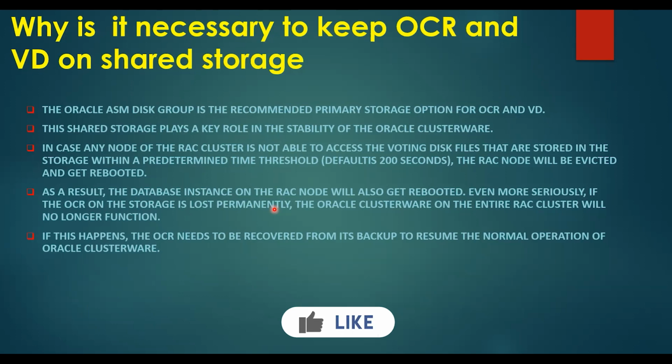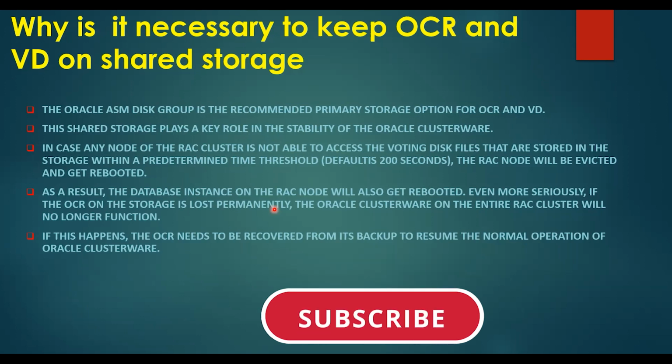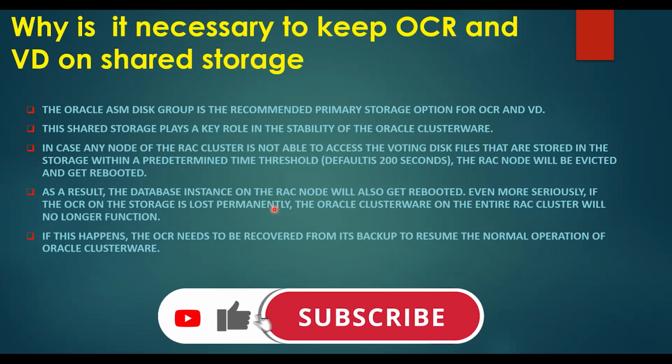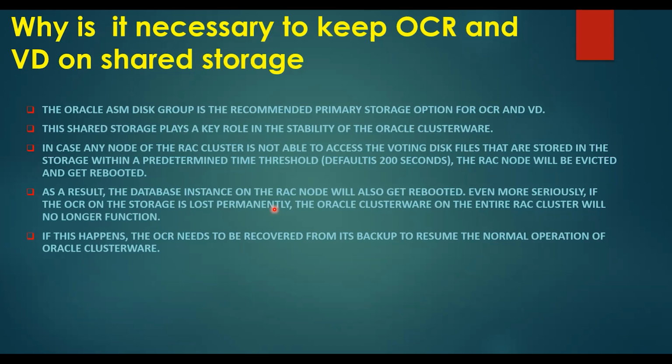So suppose my OCR file got lost, or due to some reason my cluster got disconnected because OCR is not available on the shared storage. In that case, you can recover OCR from the previously taken backup. This is very important. You should regularly keep your OCR files backed up. Otherwise, in case of any issues, you might lose your RAC configuration.